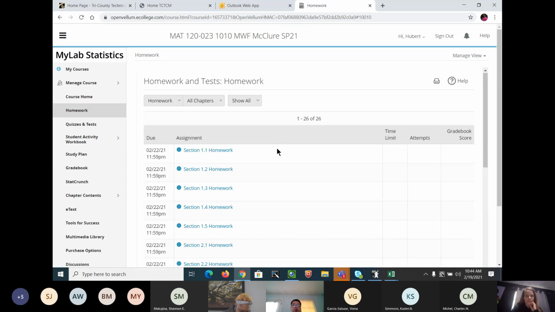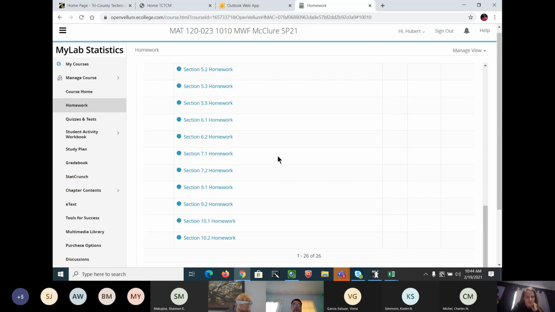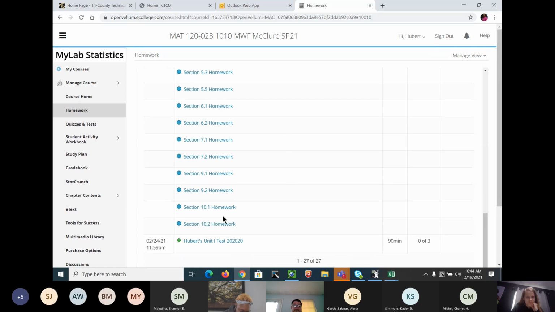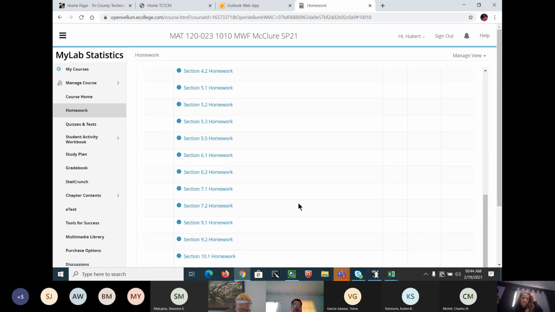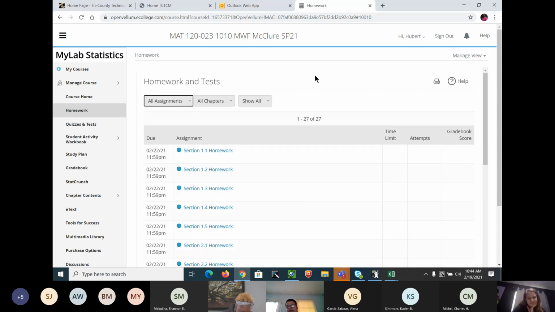There is your homework. And if you look down at the bottom, there is your test. So now you have a date on your test, and now you have a date on your homework. So all of you that were procrastinating and waiting until the last minute, now you have a date that you can wait till the last minute, because that's what you've been wanting for the last 3 weeks.